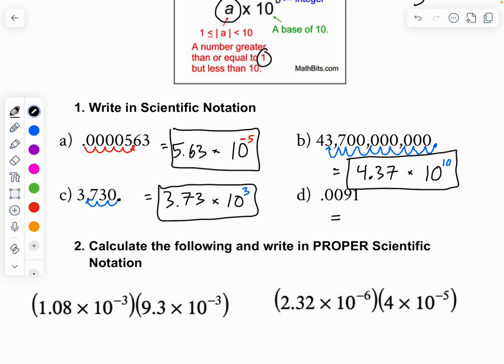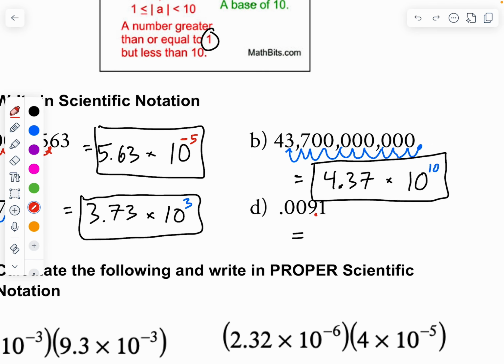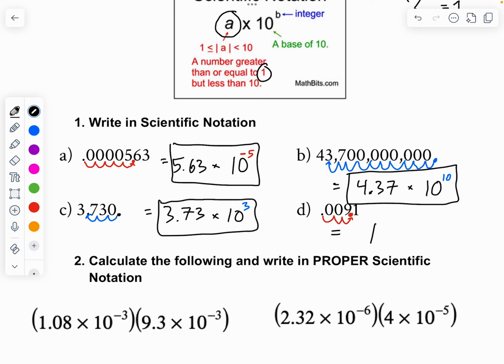All right, number 1D. This is going to be a microscopic number, so we know it needs to be a negative exponent. Where does the decimal need to be? It needs to be right here. Oh, whoa. No, not 91. It needs to be 9.1. So that's going to take us moving 1, 2, 3 decimal places to the right. So that's 10 to a negative power since it's to the right. Let me write it correctly. 9.1 times 10 to the power of negative 3.